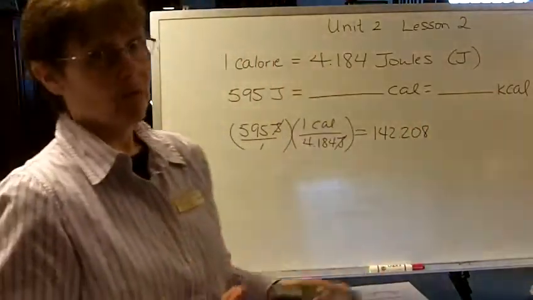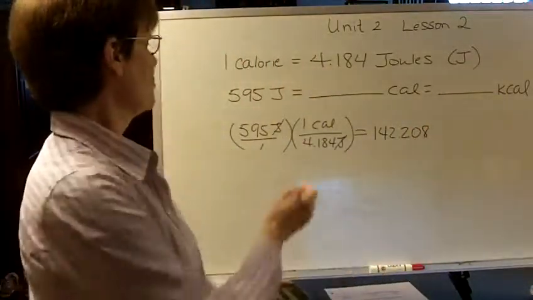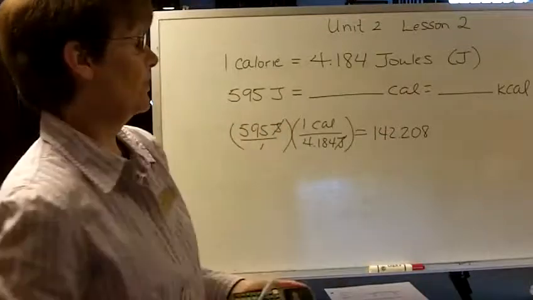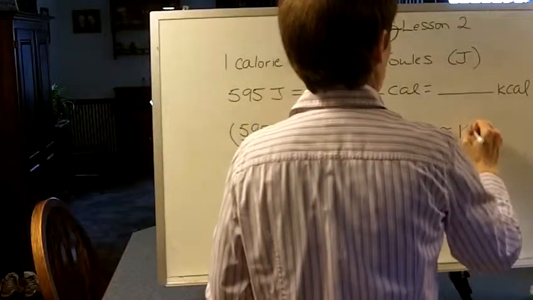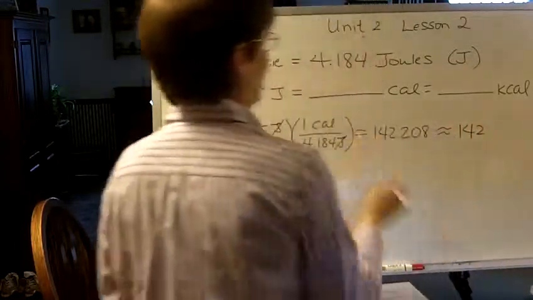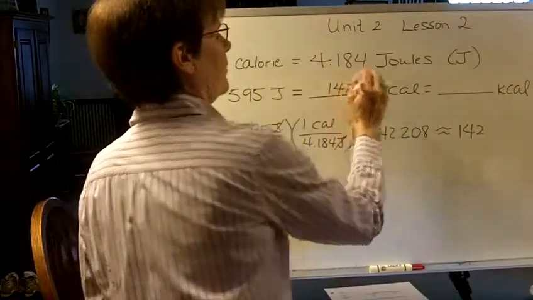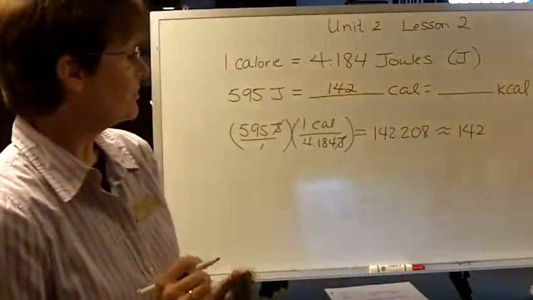All right, so let's think about what we just said about significant figures. I was given 3 significant figures in this problem, so I'm only going to keep 3 in my answer. So that means that I'm going to say that that's 142 calories. And we'll put that up on the line. I didn't do that last time.